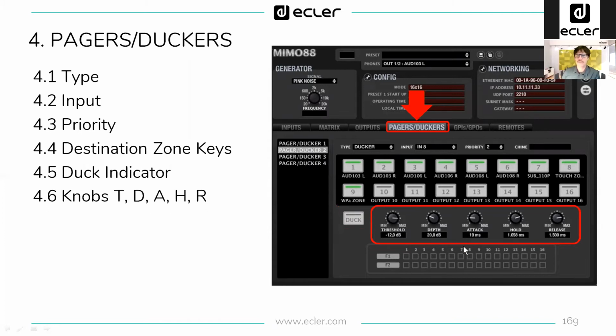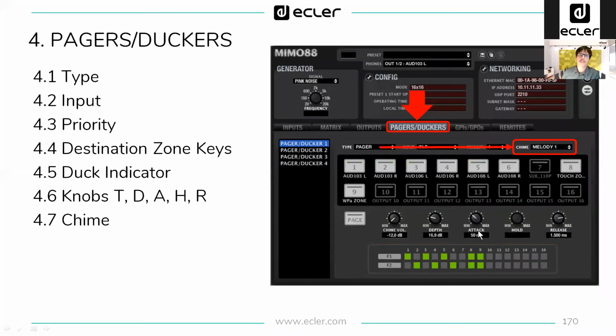Here you have the knobs to adjust the several parameters: the threshold, the depth, which is the attenuation of the regular signal, and the parameters of time: release, attack, and hold. In the case that we have a pager, it is more or less almost the same. But here we have the melody. I always say we have two melodies: one is ding dong ding, and the other one is ding dong dang, and that's it. Or none. We can just select none, not any melody.